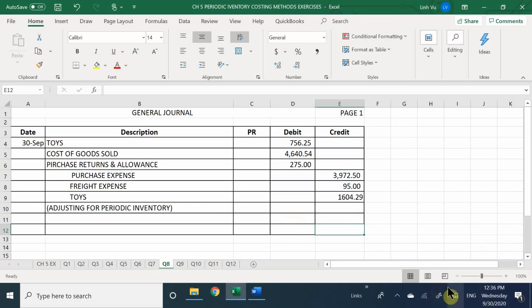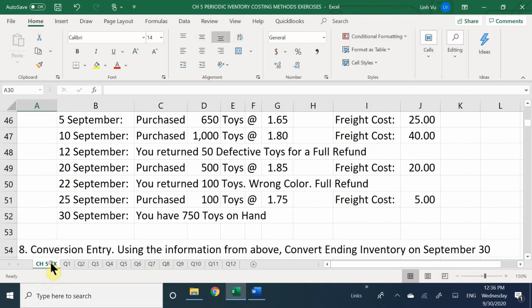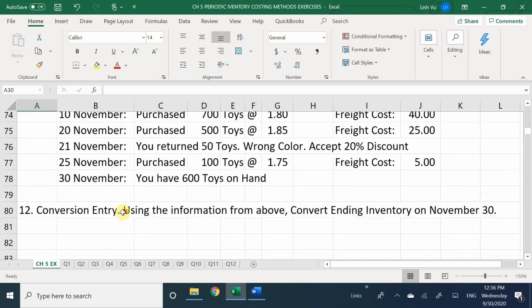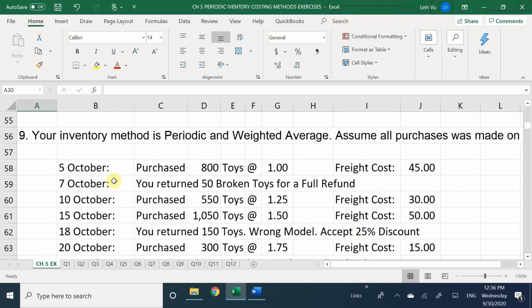Okay. So we will continue the last part of this exercise in the next video. So hold on to this. We're going to be looking at weighted average.